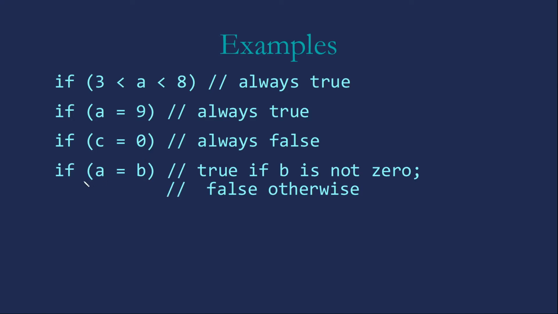And if we have if a is assigned b, we meant a equals b, but made that mistake. It will be true as long as b is not 0. They'll both be that value, and false otherwise. If b is 0, they'll both be 0, and what the assignment returns is 0, so it's always false. These are things that would be errors in Java. Here, they're errors, but they're logic errors and they can be hard to find. So you want to be very aware of this issue in C++.